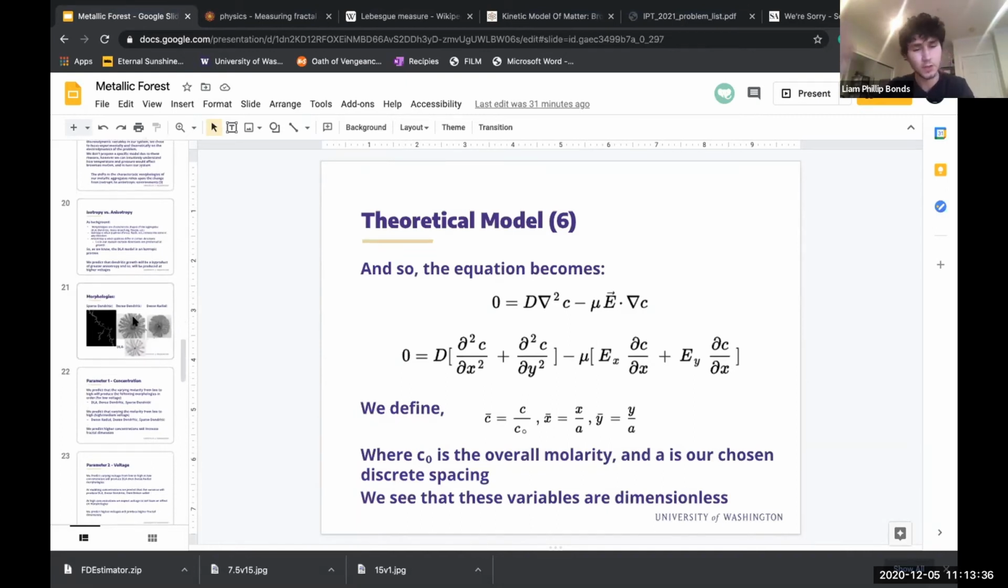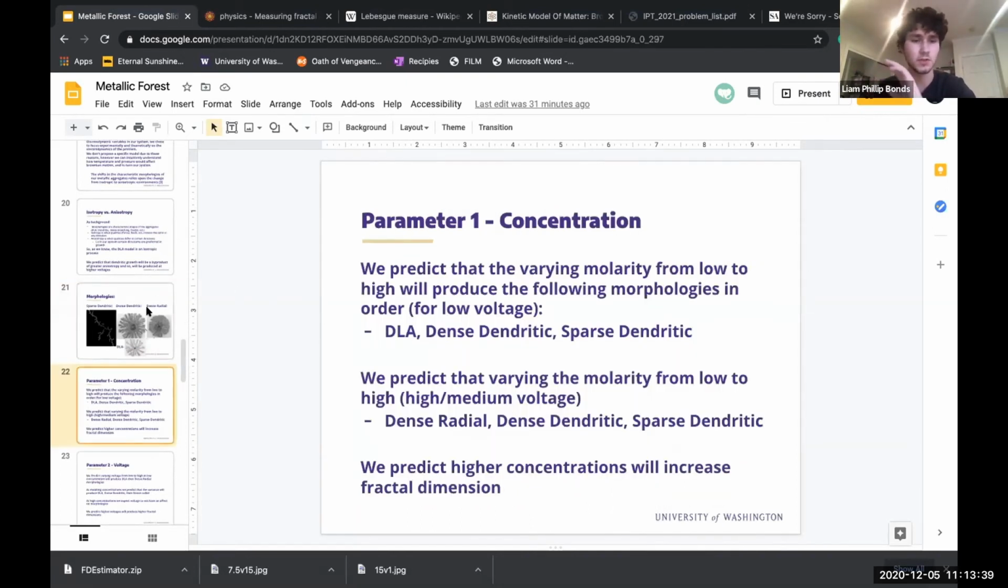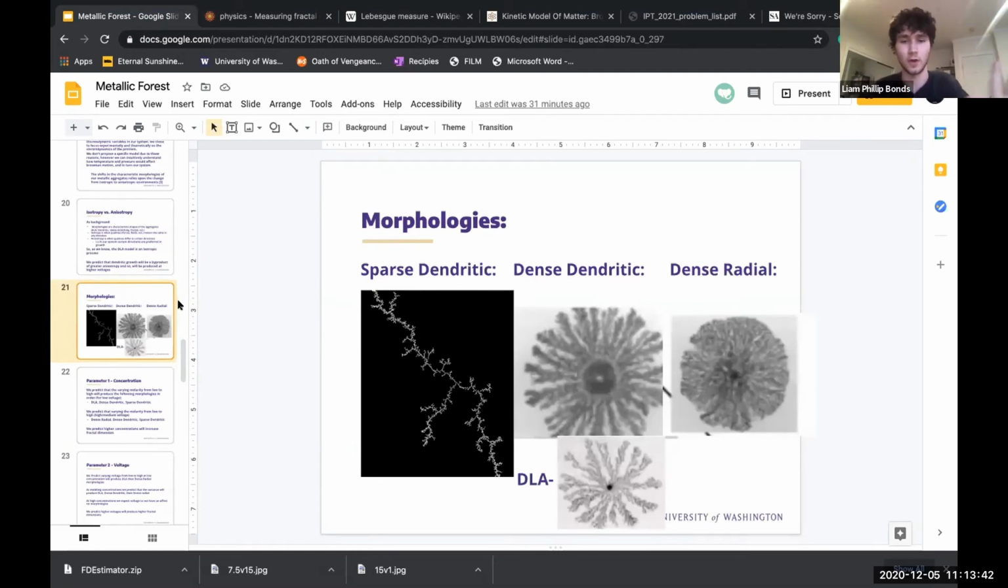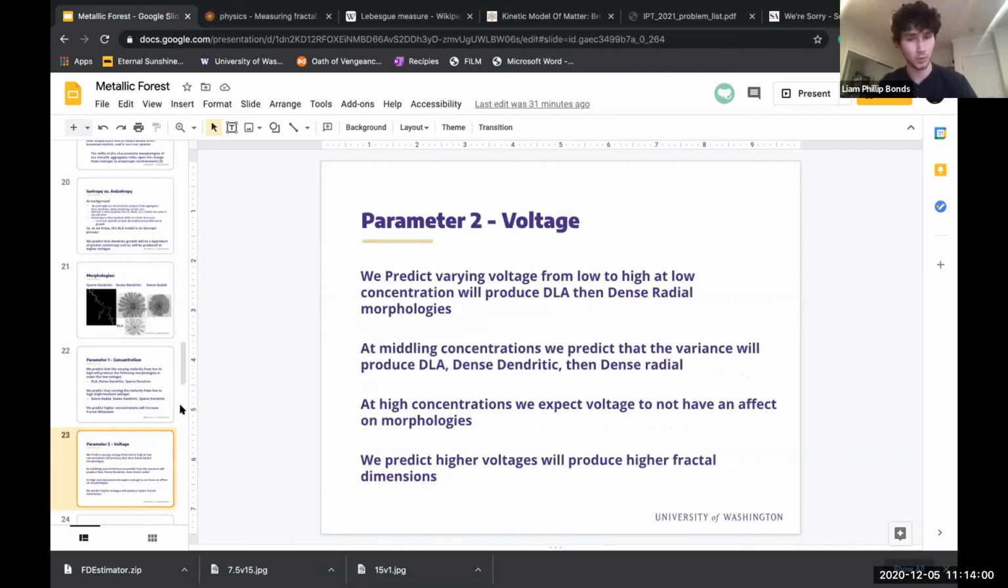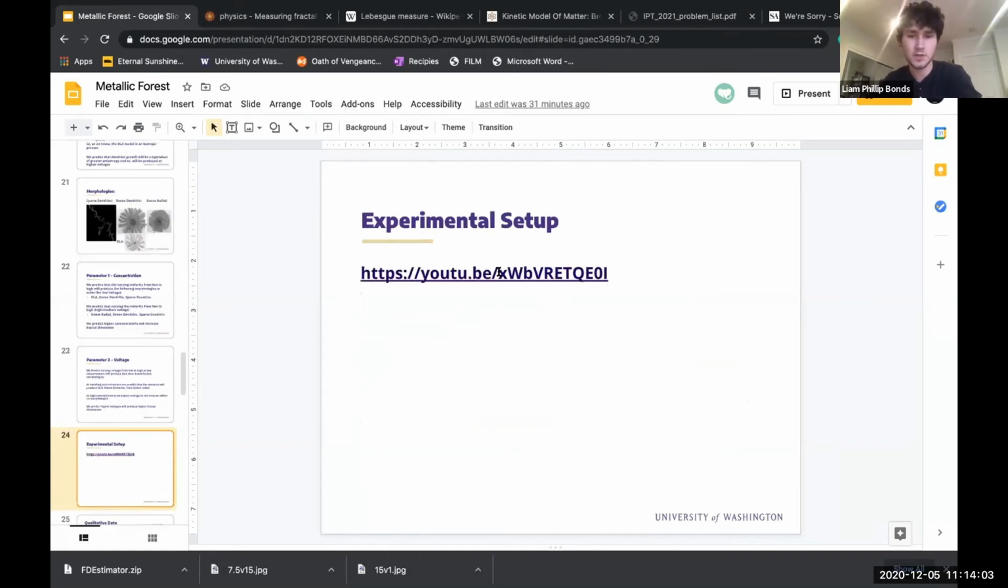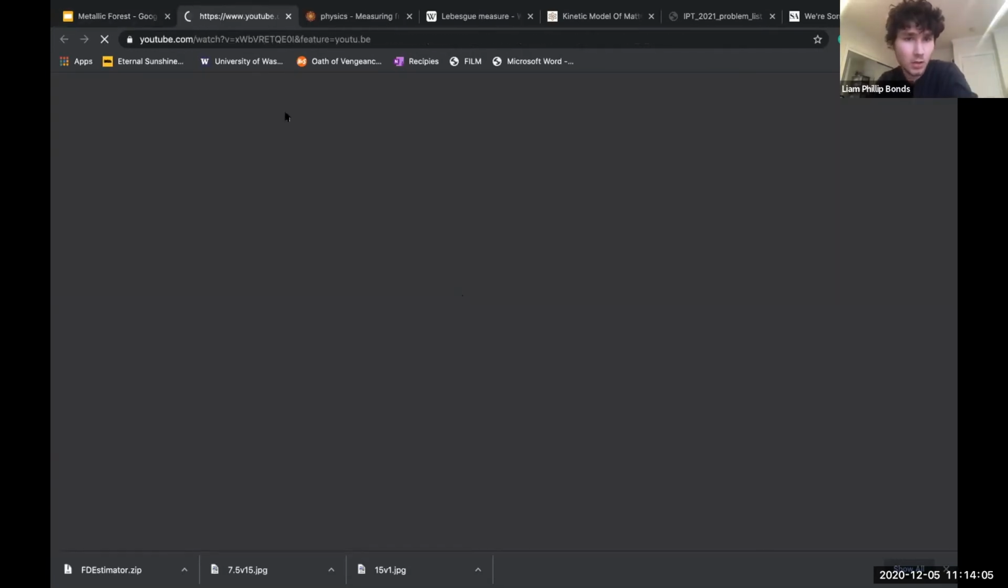So just a really quick introduction, here are some morphologies. They're going to come up soon: sparse dendritic, dense radial, and diffusion limited aggregation. And so our first parameter was concentration, because it's something we could easily control. And as we showed before, it was very potent in the theory. And also the voltage, because that's another thing we could control. And so this was our experimental setup. And I can show you the cell. I'm not going to really go through it too much. If it spends too much time loading, I'm just going to skip it.